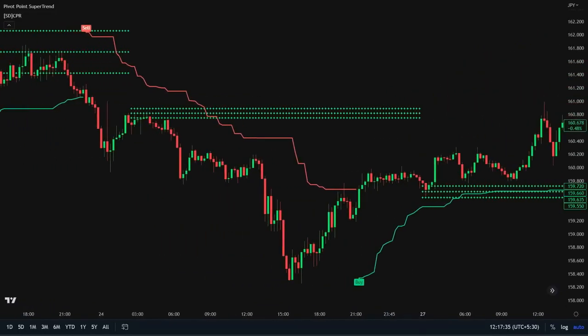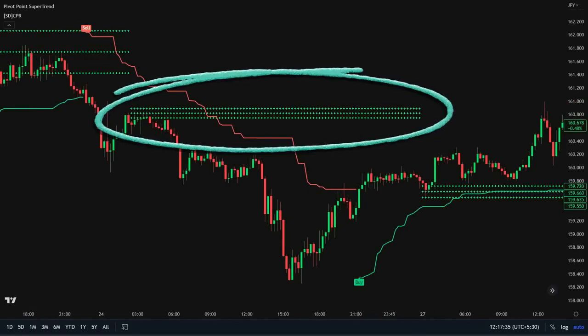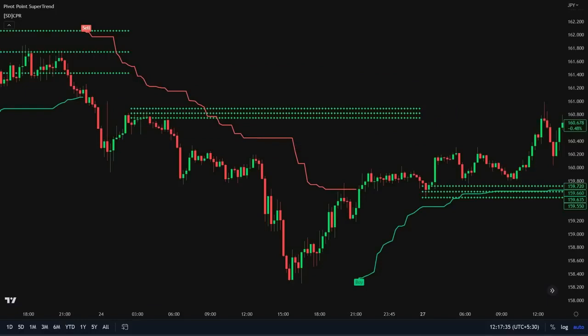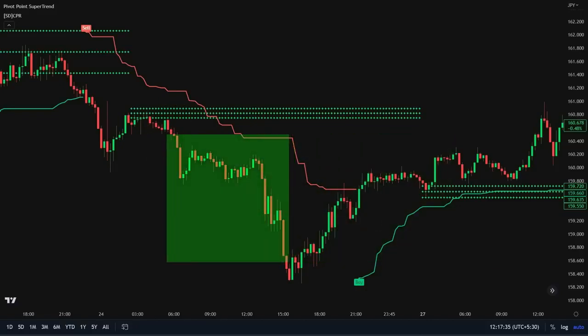When the CPR lines are narrow, it suggests that the market is likely to start trending heavily in the downward direction. However, since there is still a possibility of a price rebound, we need to wait for the price to reject the resistance level before entering into a short position. As you can see in this chart, the price has rejected the resistance level, which confirms that we should enter a short position. This can be further confirmed by the sell signal generated by the Supertrend indicator.